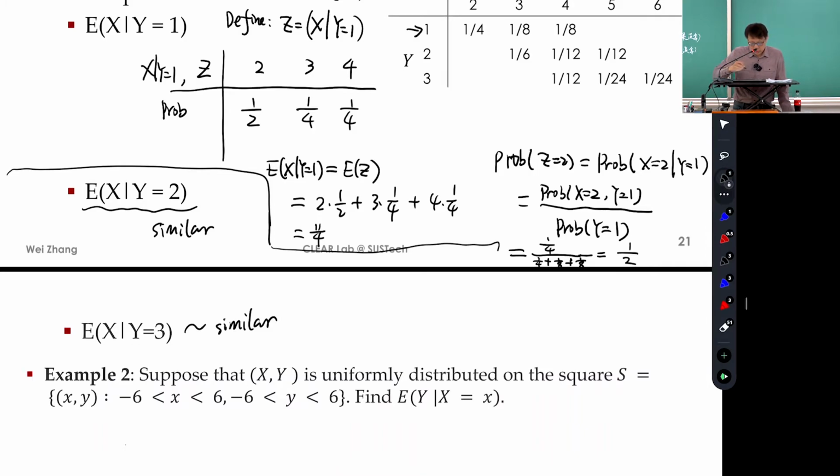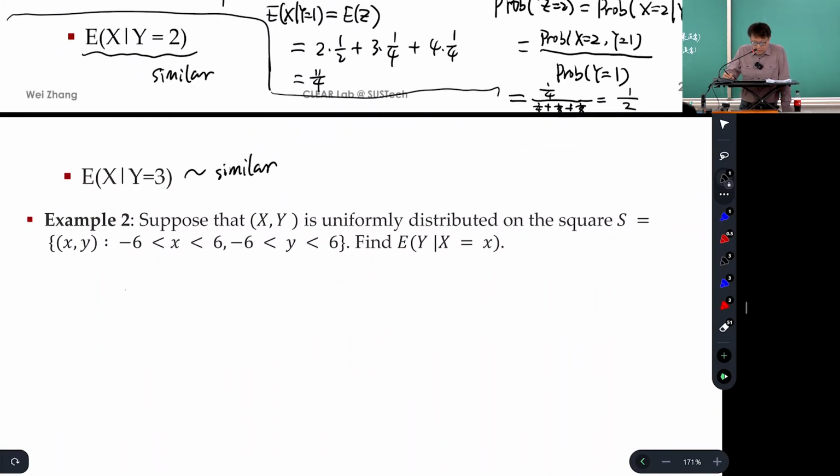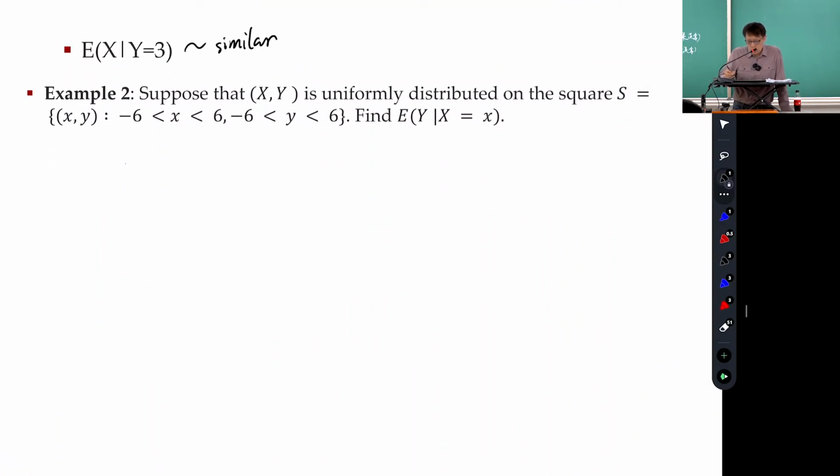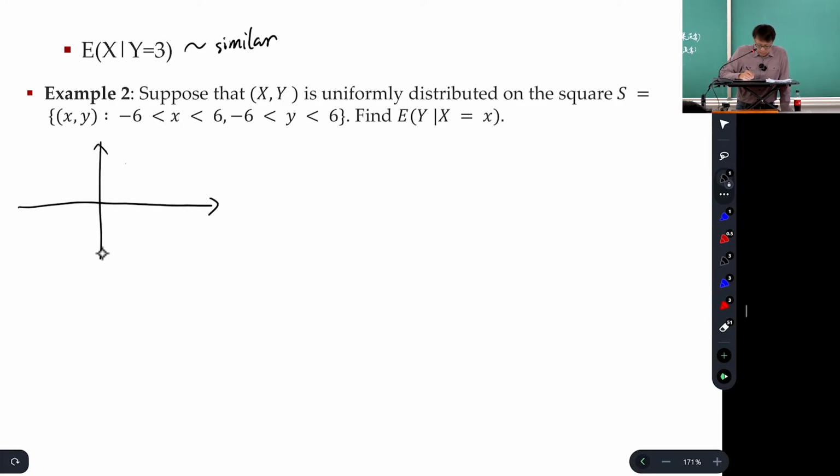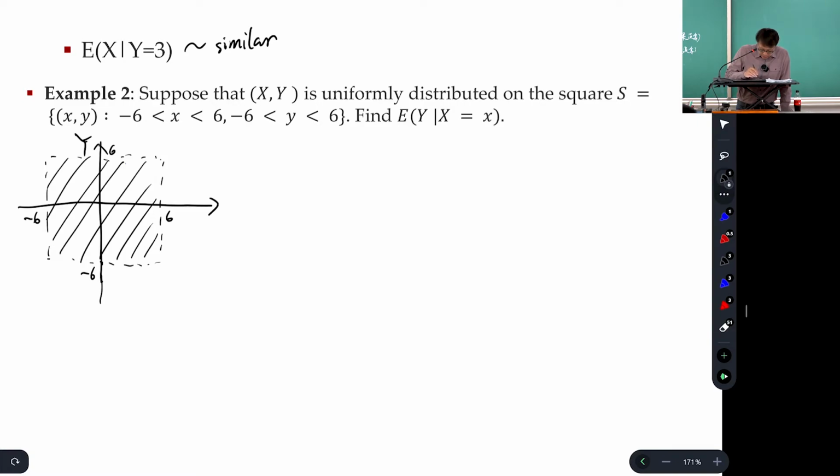Okay, now let's look at a continuous case. Example 2: suppose (x, y) is uniformly distributed on the square. This is a square, let me draw it. Let's say x and y each range from negative 6 to positive 6. So there's a square, and the distribution is uniform in the square. That is all the possible values x and y can jointly take.